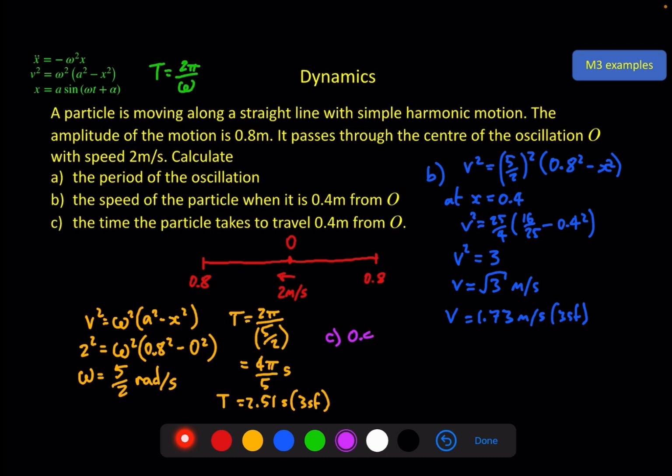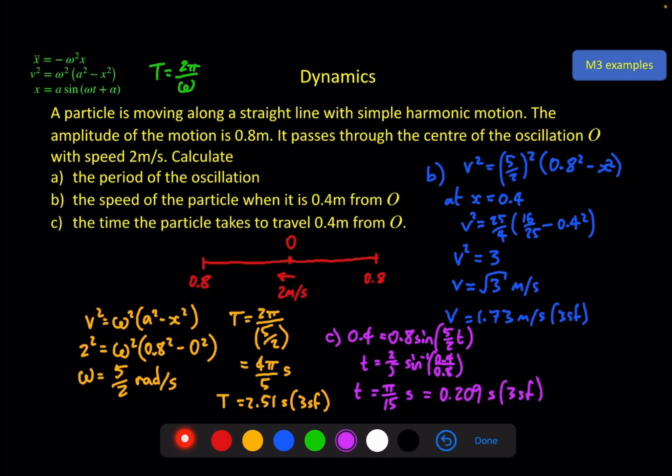So part C, squeeze it in here. We've got 0.4 for x is equal to 0.8 for A, sine of omega, which we know is 5/2, times t. Rearranging this, we get t is equal to the inverse sine of 0.4 over 0.8, and we then multiply by 2/5 to get t, and that gives me the answer pi by 15 seconds, which is 0.209 seconds to 3 significant figures.